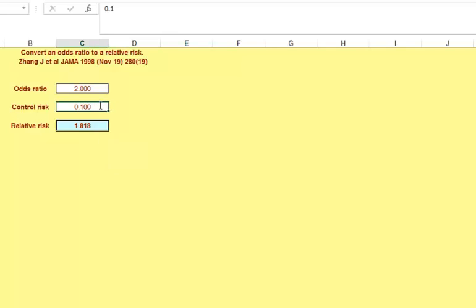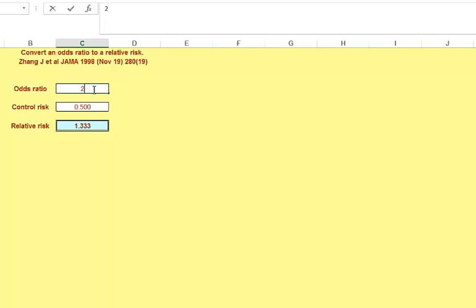Let's see if this is 0.5. Okay, one out of two have the disease, very, very common, and the relative risk is 1.33. So with relative risk we can talk about increased risk. If the relative risk is 1.33, we can say there is a 33% increase in the chance of having cancer if you smoke. But the odds ratio is actually 2, so you might mistakenly say the chance of having cancer increased twice as much if you smoke.